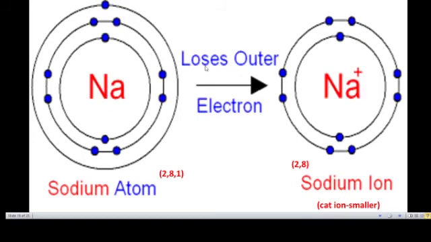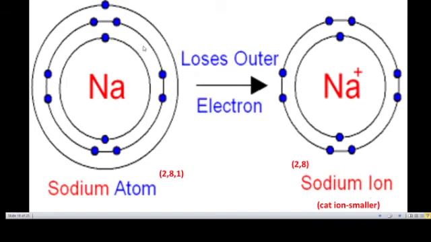This atom loses its outer electron. Sodium here is 2, 8, 1: 2 electrons in the first shell, 8 electrons in the second shell, and only 1 electron in the outermost shell. This is the sodium atom, and this is the sodium ion. Here, 2 electrons in the first shell and 8 electrons in the second shell. So this is the sodium ion, a cation, smaller.